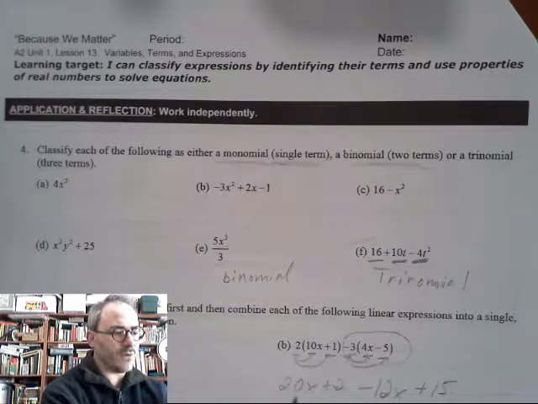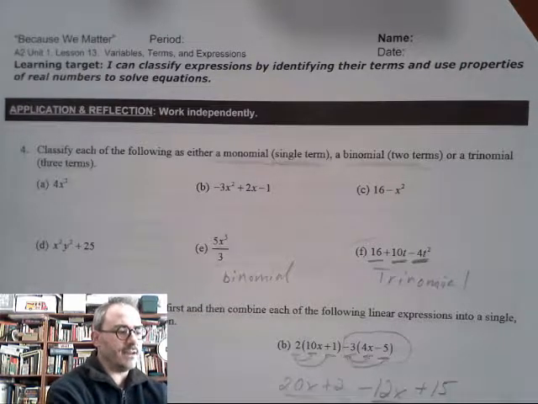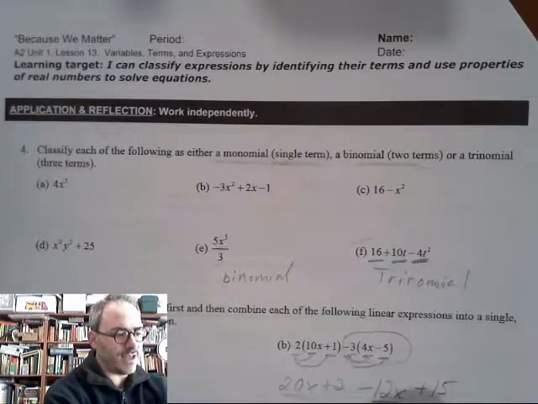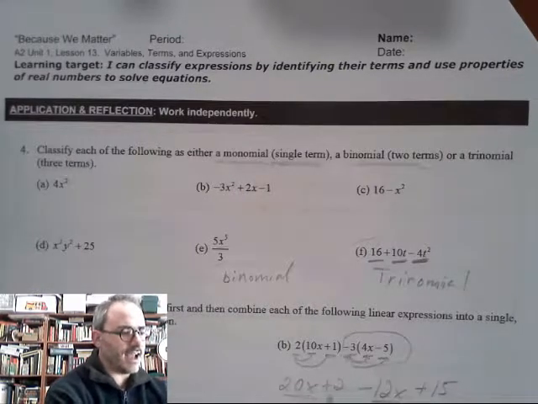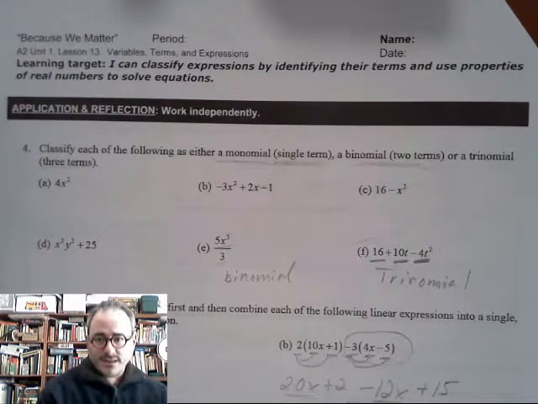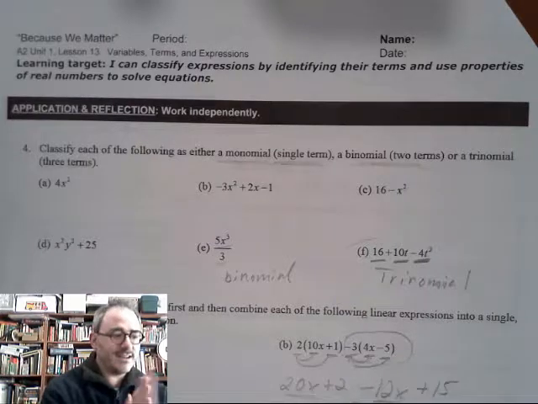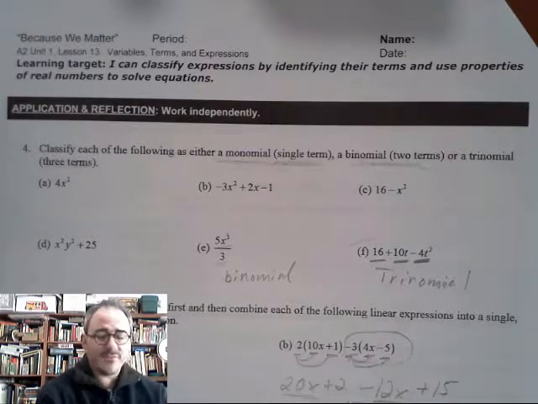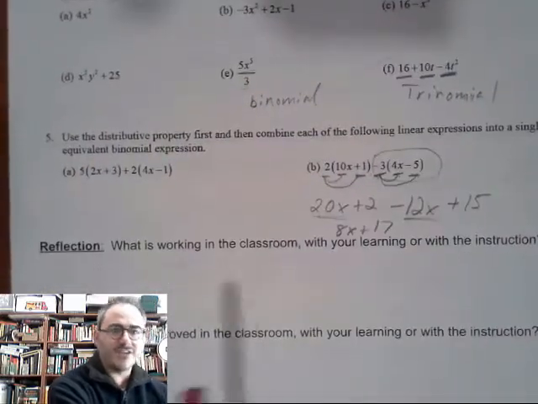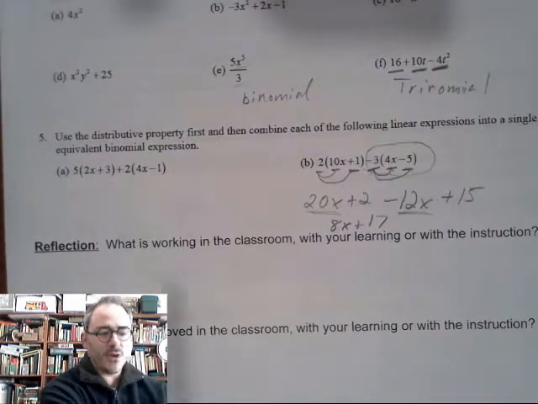I now combine my like terms. I have one like term here and one like term there. 20 times x minus 12 times x is going to give me positive 8x. And positive 2 and positive 15 give me positive 17. That's this whole expression distributed and simplified. I want you to do the other one. Pause the video here, finish your work. After you're done, give me the reflection.